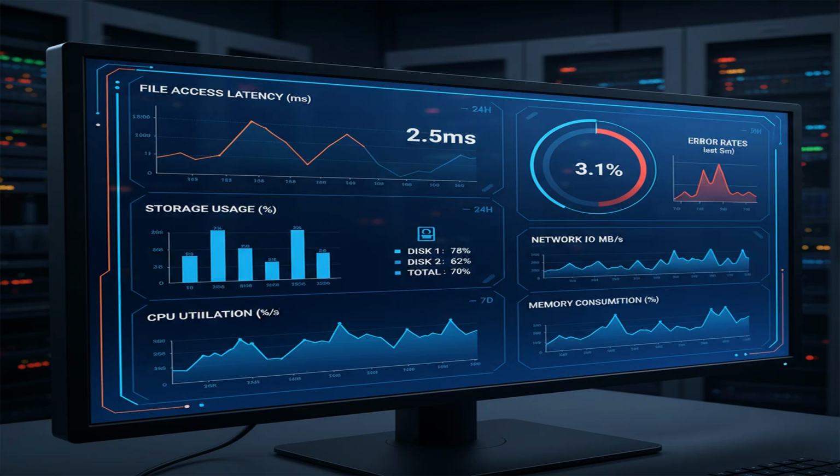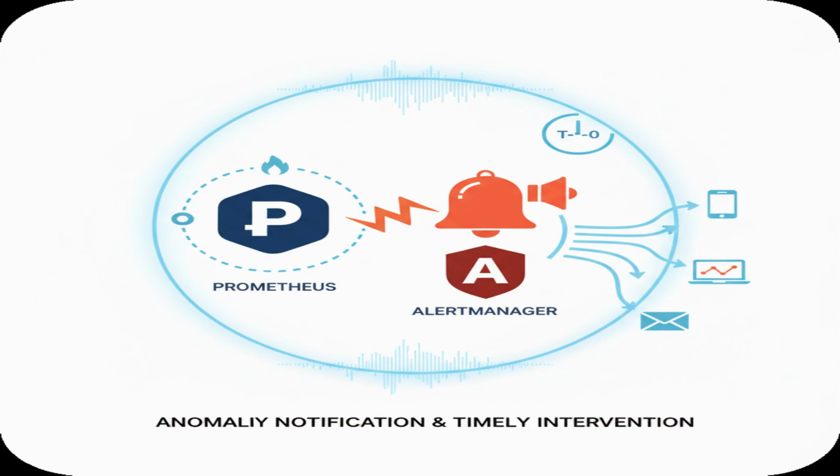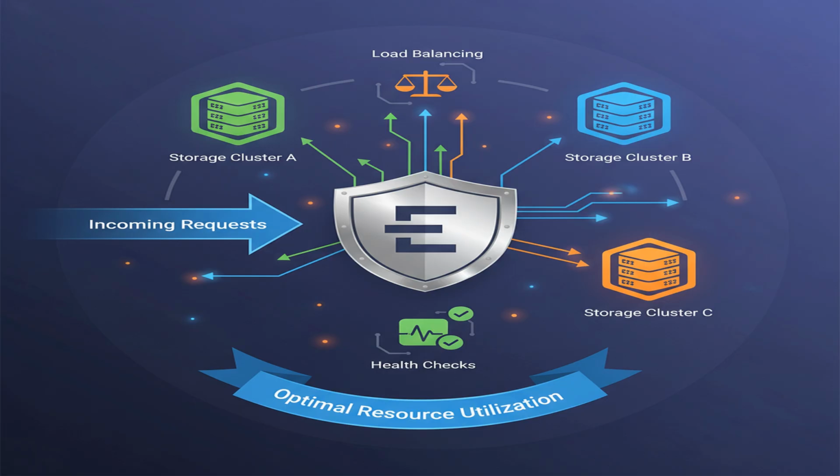For monitoring and observability, Prometheus can track key metrics like file access latency, storage usage, and error rates. This provides insights into system health and performance over time. Alert Manager, integrated with Prometheus, notifies us of any anomalies or critical issues, ensuring timely intervention and minimizing downtime. This proactive approach is key for maintaining a reliable system.